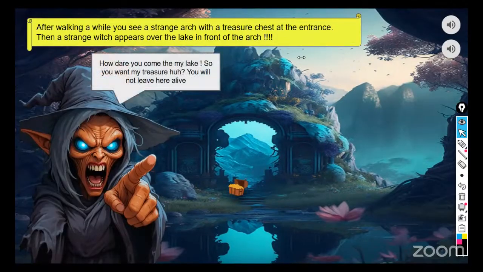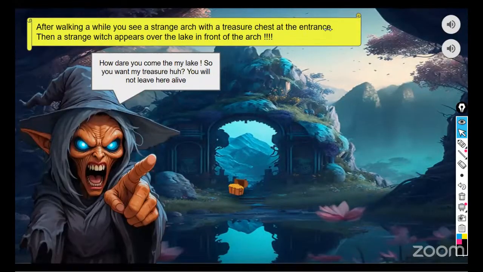What are you doing here? How dare you come to my lake? Want treasure, huh? You will not leave here alive.